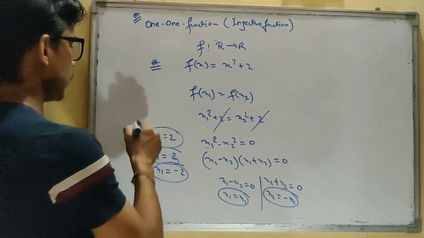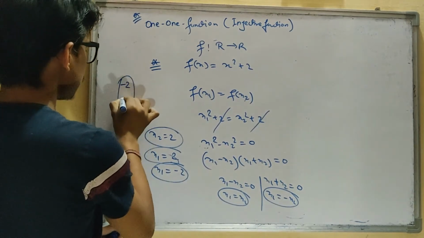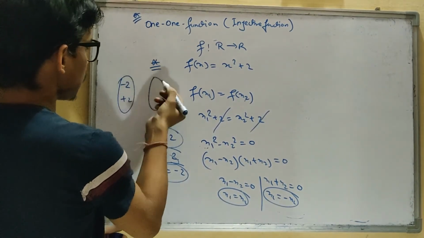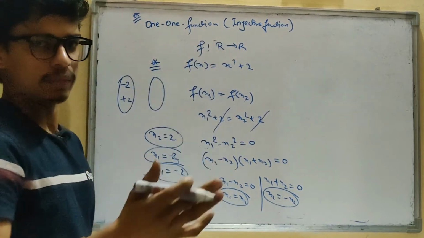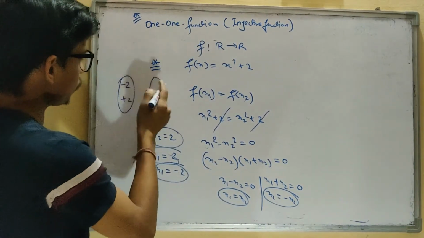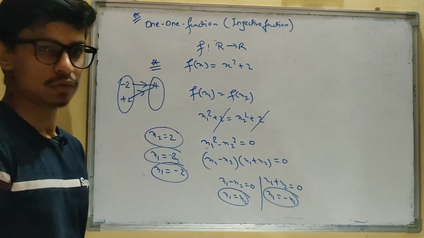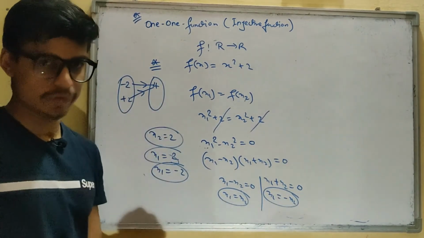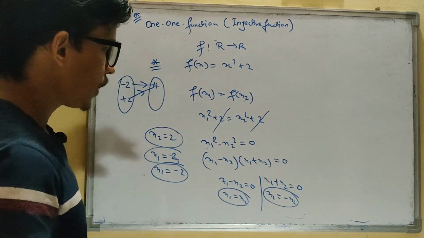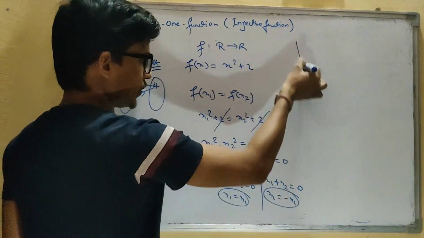So you can think of it like this: at minus 2, at plus 2, right? Real means all real numbers, na? Anything can be considered. So minus 2 to 2. At minus 2, the value is going to be 4, and for 2 also the value is going to be 4. So that is why it is not 1-1. Okay, so I will show you how things change.